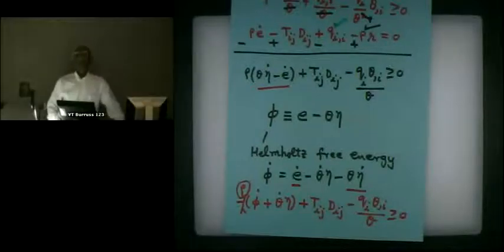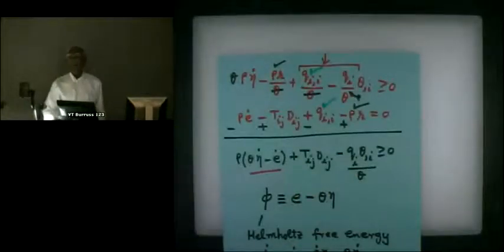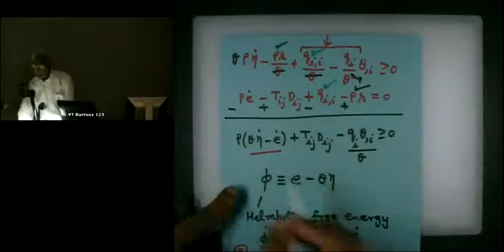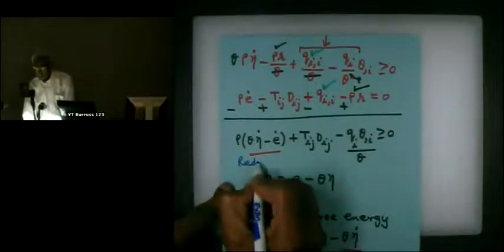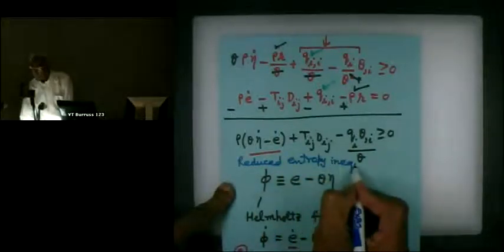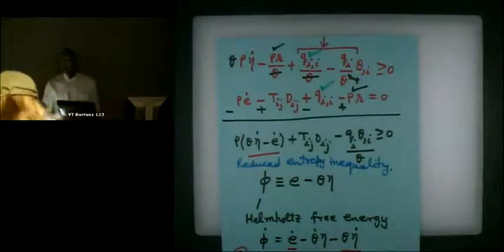Okay, so what we were discussing last time was that after you take the entropy inequality, multiply it with the absolute temperature theta, and eliminate the radiation term R, then you get what is called a reduced entropy inequality. Now for us, the entropy inequality is equivalent to the second law of thermodynamics.